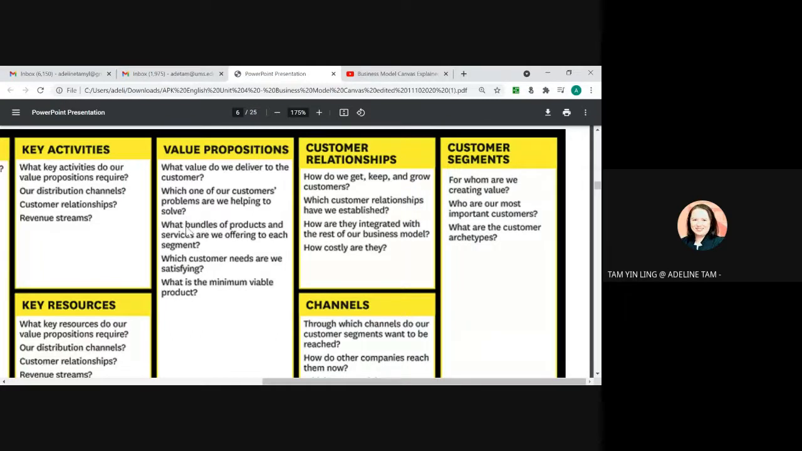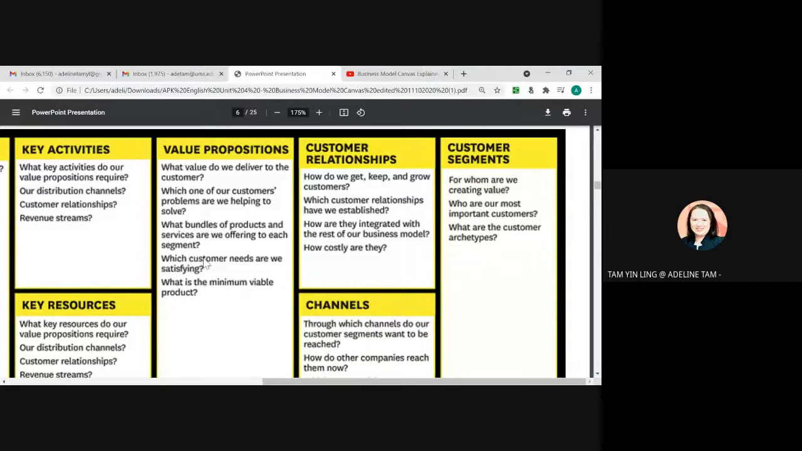Then, what bundles of products and services are we offering to each segment? You are not selling just one product. Sometimes you sell in a bundle. So you sell a burger with a drink, for example, or a nasi lemak with a teh tarik. Okay, so that's a bundle.